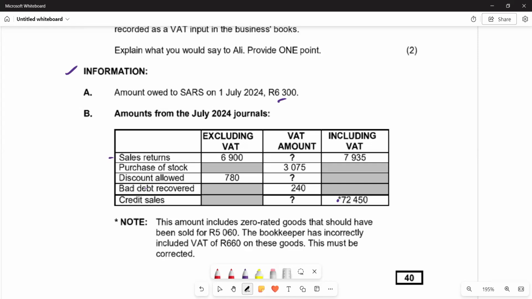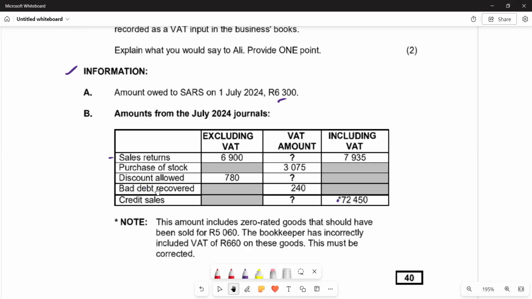This amount includes zero-rated goods that should have been sold for 5,060. The bookkeeper has incorrectly included VAT of 660 rands on these goods. This must be corrected. So the statement is saying we have got 5,060 worth of goods that are zero-rated inside our credit sales. So it means we have to remove them there so that we can calculate the VAT for the net figure.